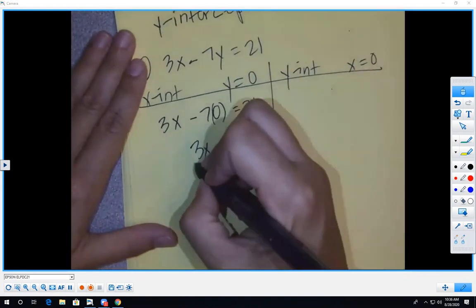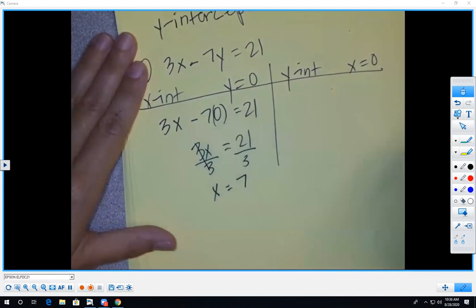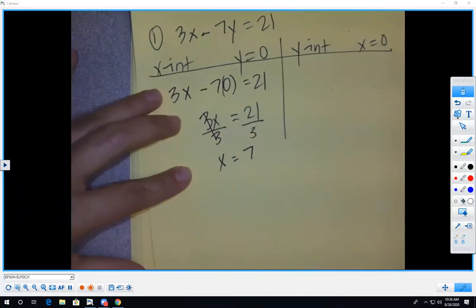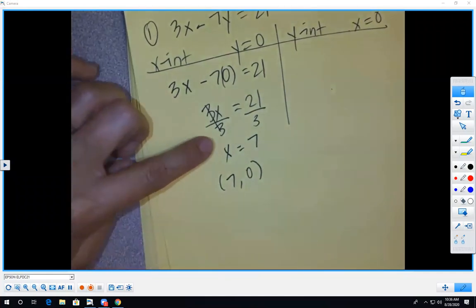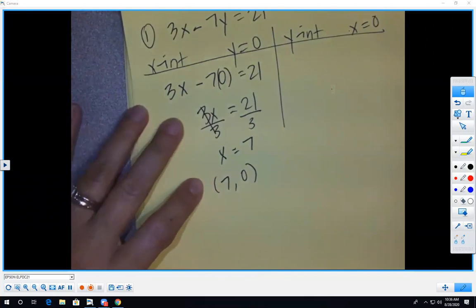To solve for x, I divide by 3, and I get x equals 7. That's not your answer. Your answer is an ordered pair. How do I write it as an ordered pair? 7 comma 0. The x part is 7, the y part is 0. That's how I got the ordered pair 7 comma 0.